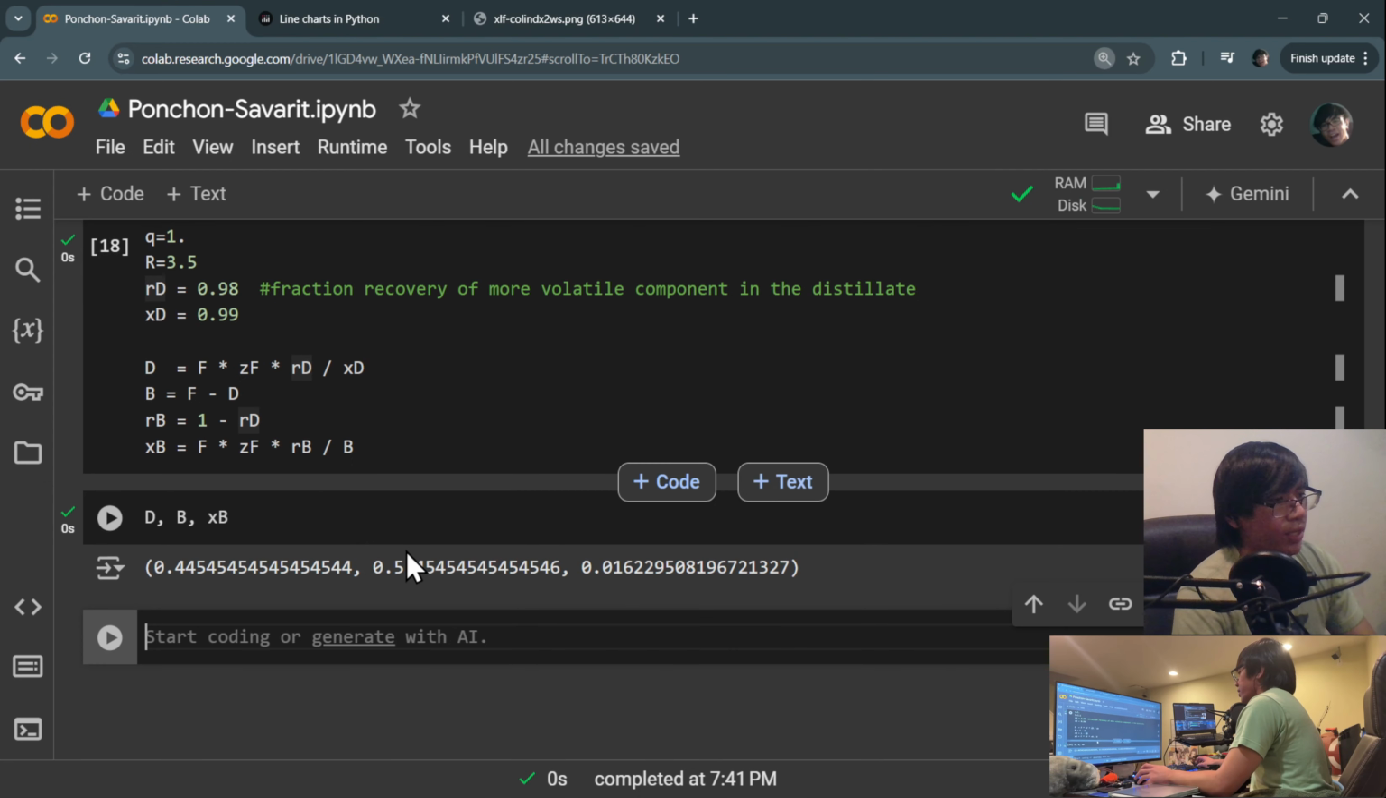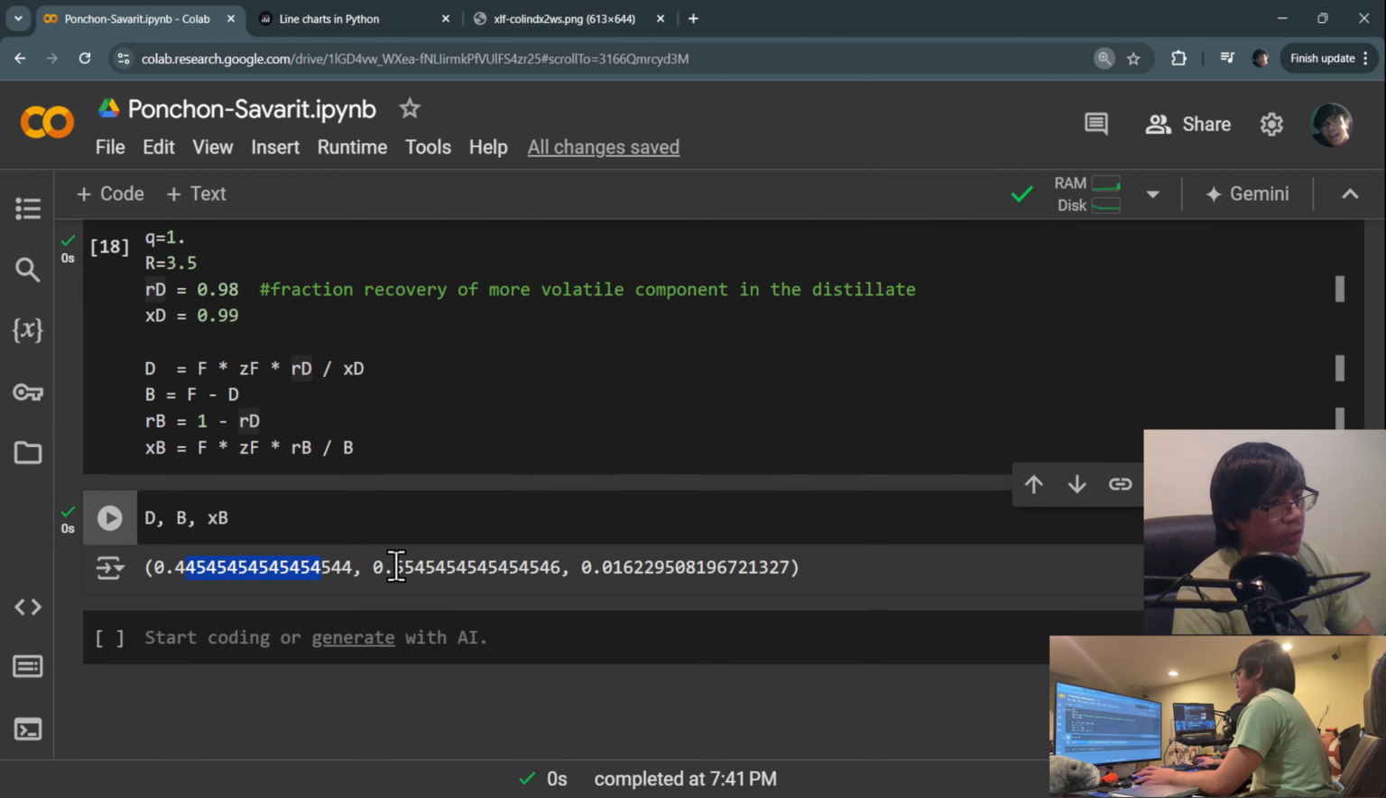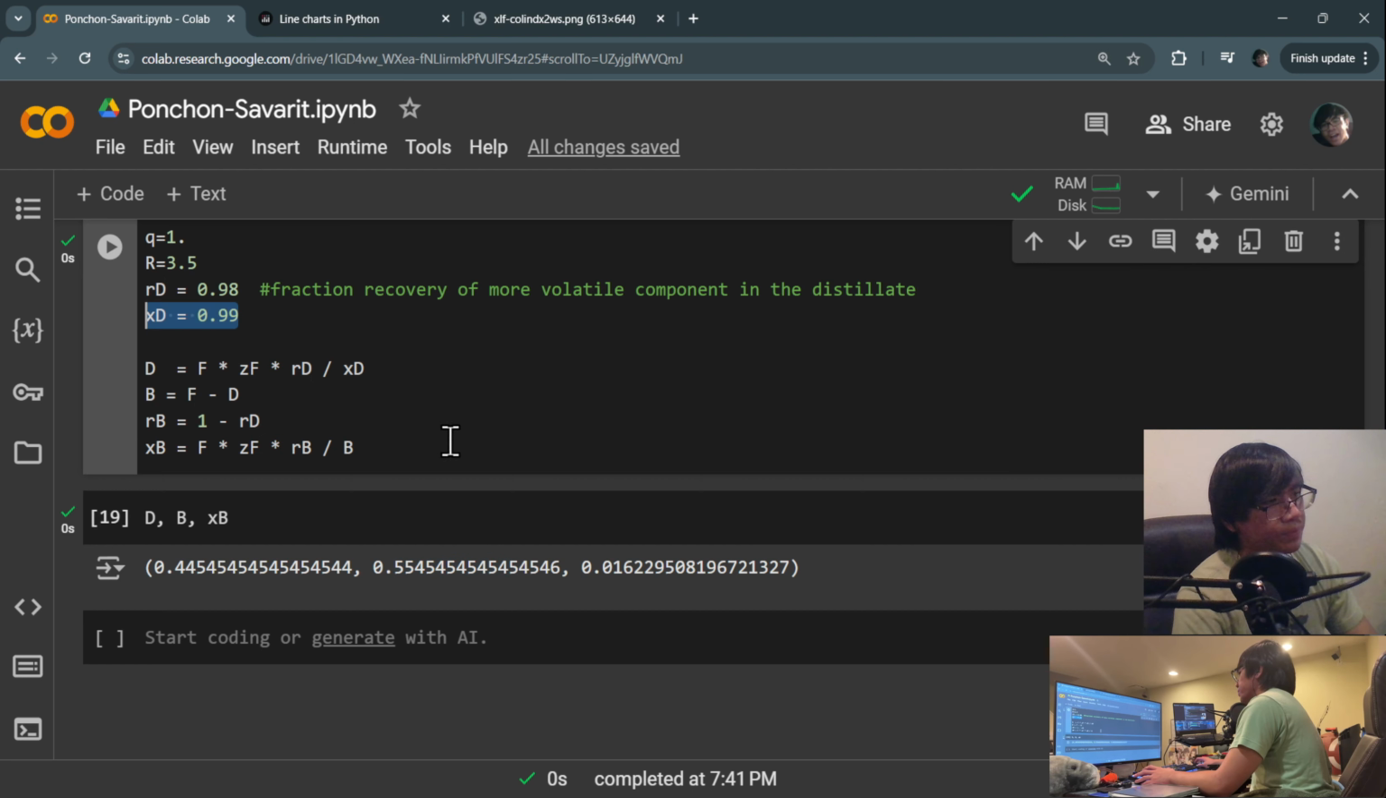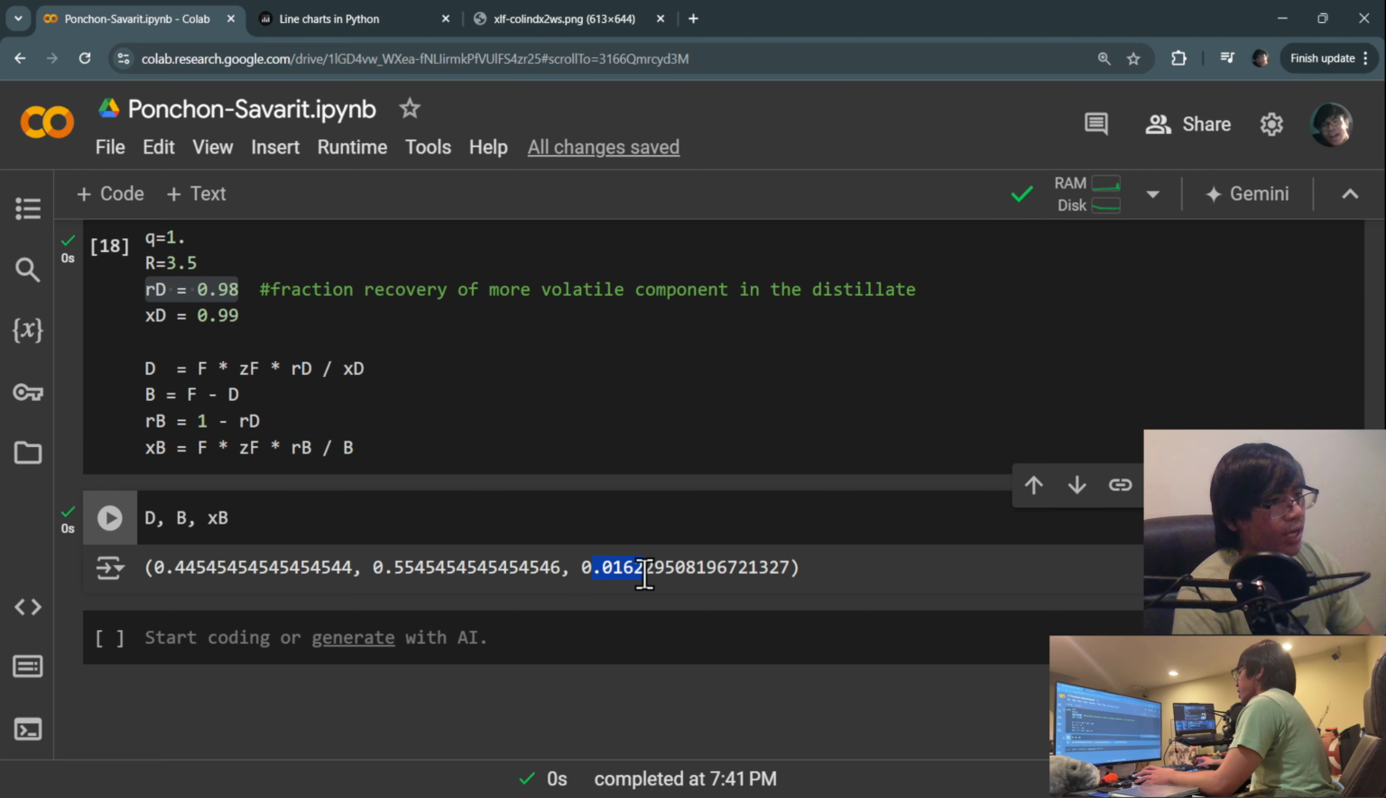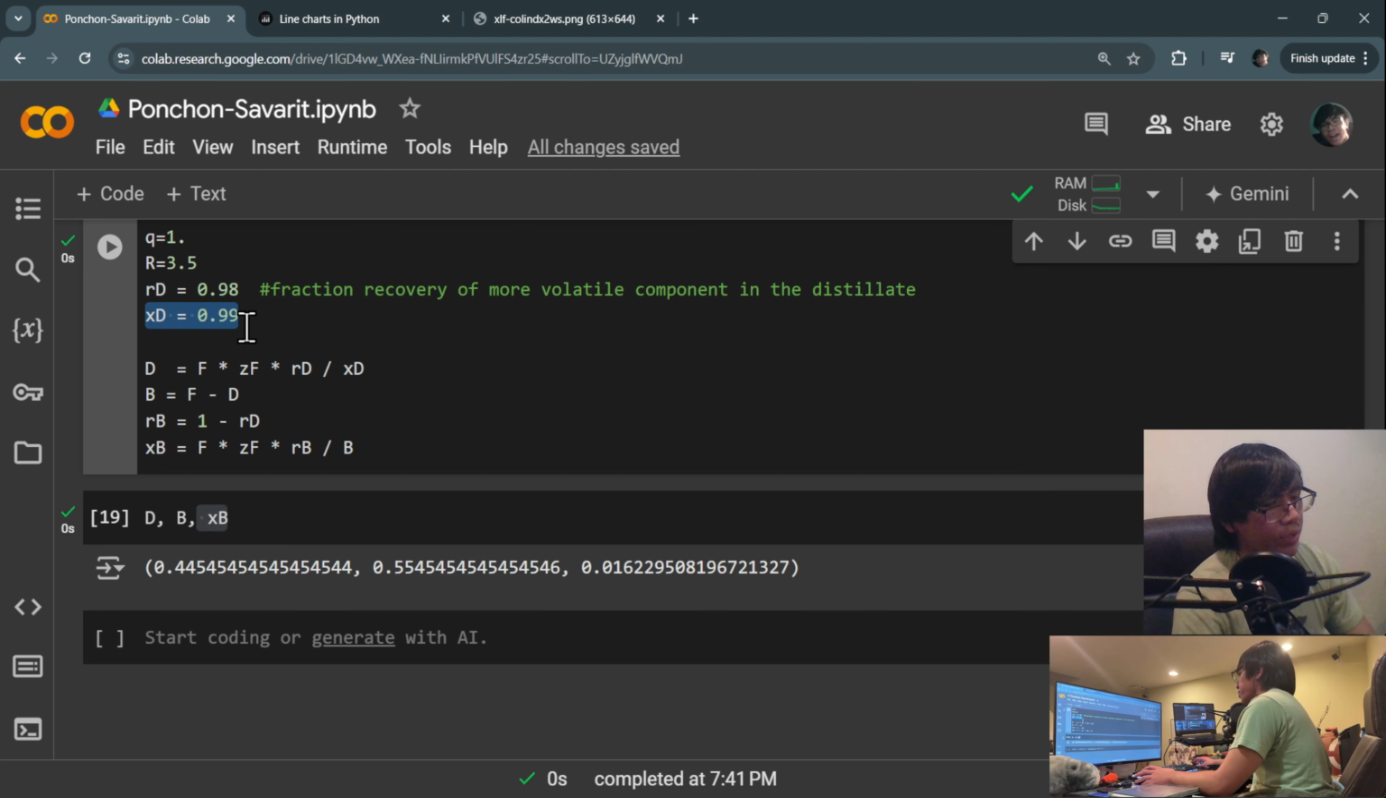So not bad. Distillate flow rate up top is lower than our bottoms flow rate. Kind of makes sense. We have a higher recovery in our distillate. And then this is our bottoms mole fraction composition. So 0.01, pretty close, 0.99, 0.01.